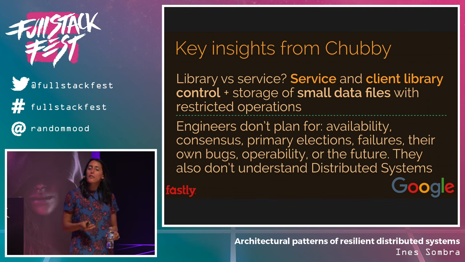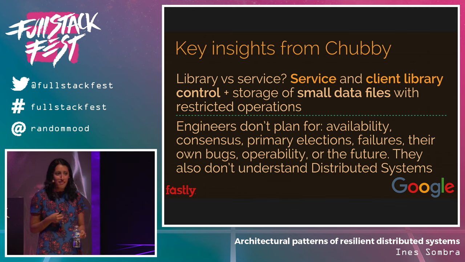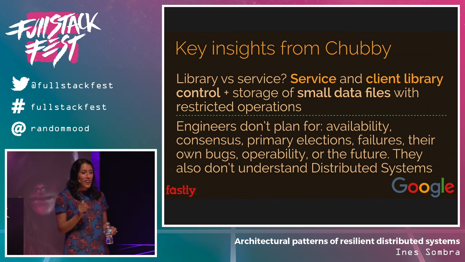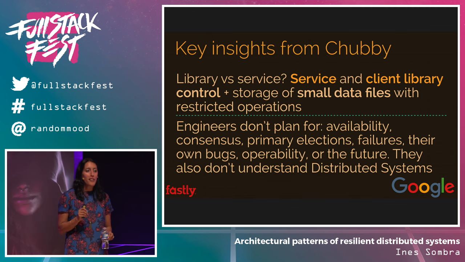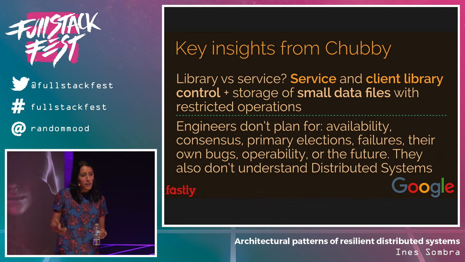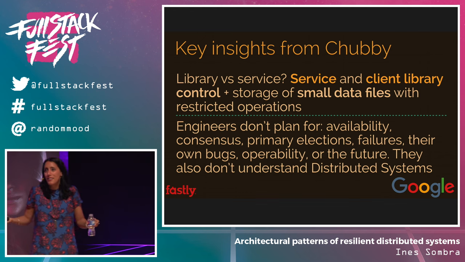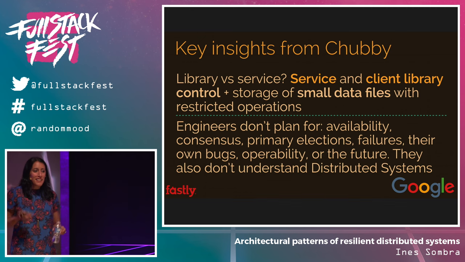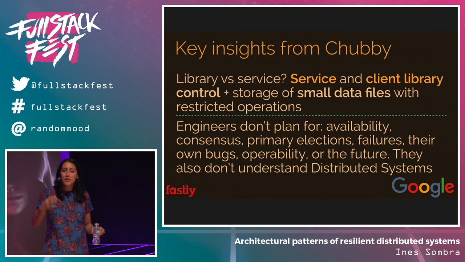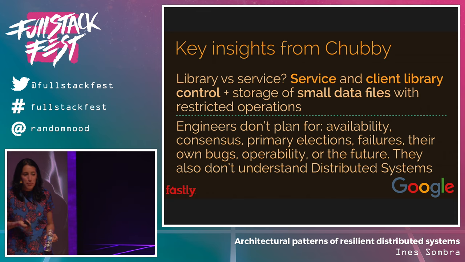And then they said in the paper something that is a little controversial, and it hits close to home, so I have a lot of feels whenever somebody tells me this. In the paper they say that engineers don't plan for availability, consensus, primary elections, failures, their own bugs, operability, the future, and they also don't understand distributed systems. And this is happening at Google, the monstrosity that is Google in terms of systems, applications, and shared knowledge. And we get this insight from them. So again, it's pretty depressing.